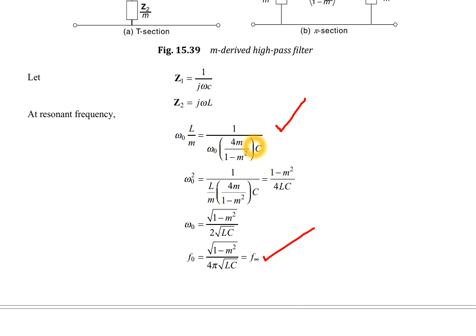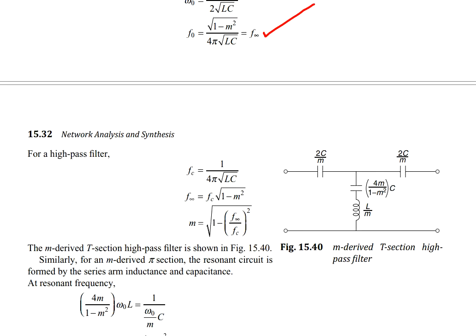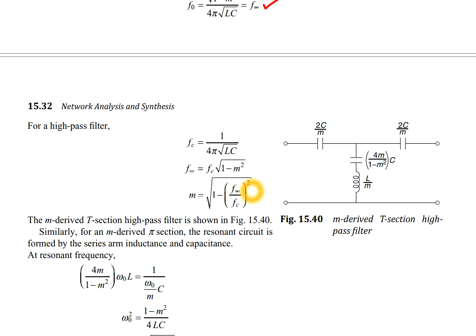So when you put the condition of resonance, that is inductive reactance is equal to capacitive reactance at a certain frequency known as resonant frequency, that is omega naught, you will be getting this relationship between f naught and m, L and C, right? Okay, so for a high pass filter we got the cutoff frequency formula from the constant K filter, that is 1 by 4 pi into root LC. But here f infinity for m derived filter is going to become fc into square root of 1 minus m square. So accordingly we can choose m for the required f infinity and fc, right?